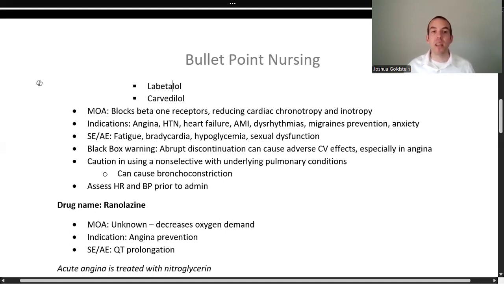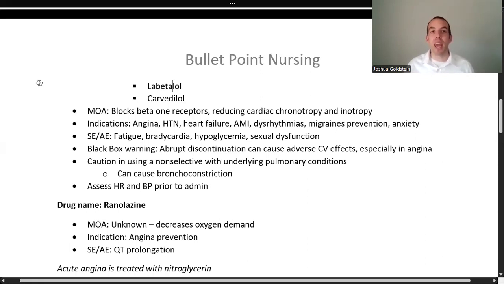Next, we have ranolazine. Ranolazine is not a newer medication, but a lesser used medication. It decreases oxygen demand. Again, we know that's the whole problem in angina. We don't know exactly how it does it. And the only thing we use this for is angina prevention as a daily medication. It does have an adverse effect of QT prolongation. I looked through all the nursing textbooks. You shouldn't really have to know anything more than that.